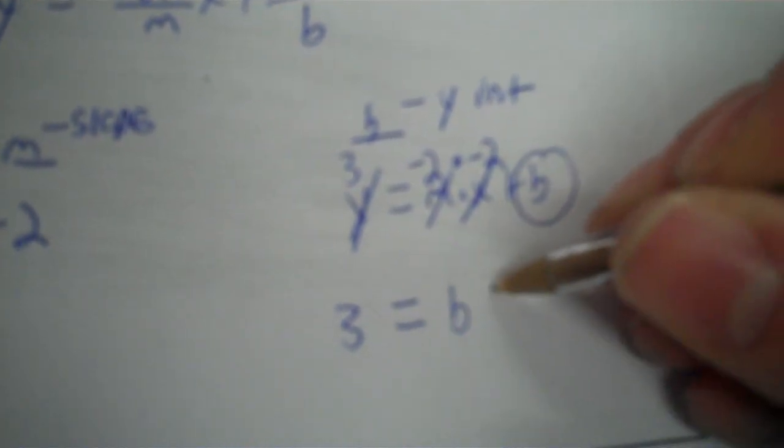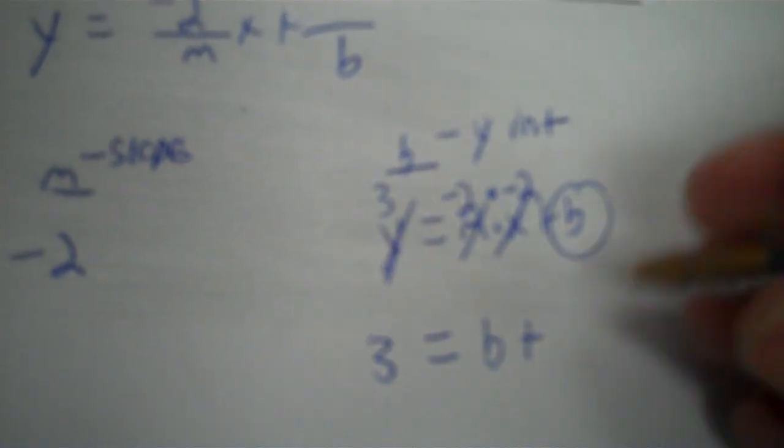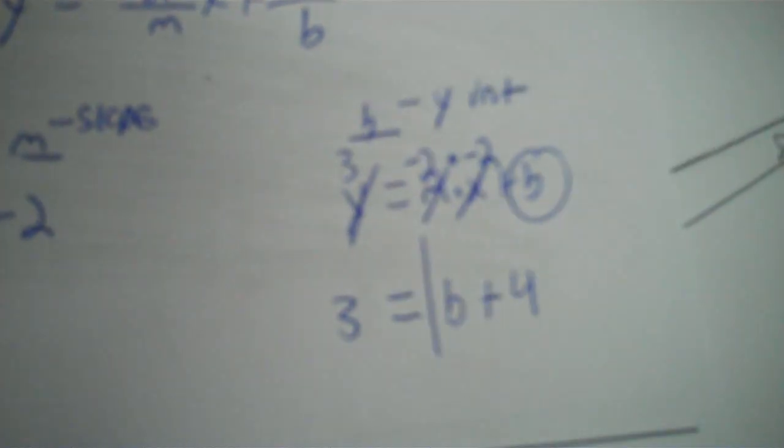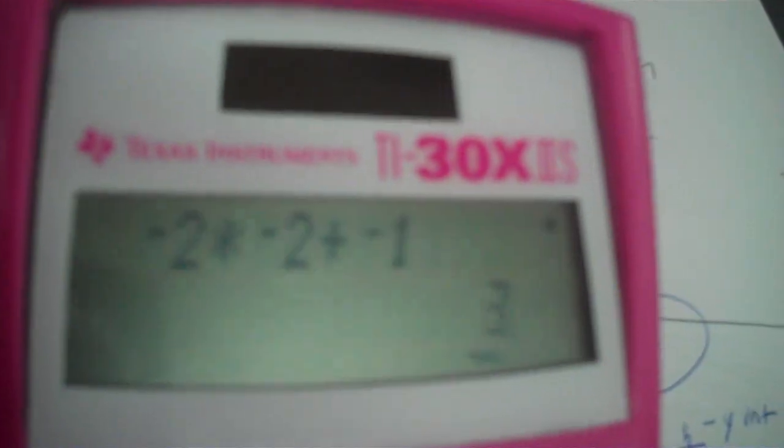I'm solving for b. So I got 3, then I write b down first, plus, and then -2 times -2, that's 4. Now you get b by itself by subtracting 4. So 3 minus 4 is -1, so -1 equals b. I put that in the equation, and that's your answer. If you want to check your answer, you go -2 times -2, that's your x input, and then plus -1. I'm substituting this -2 in for x. When I click equals, I better get 3. I do.